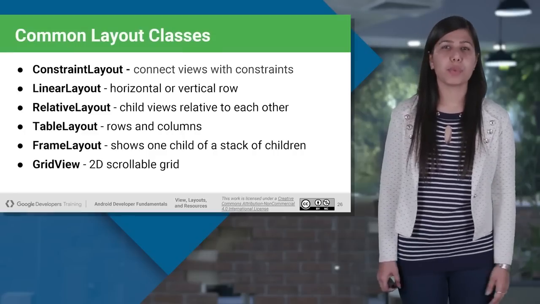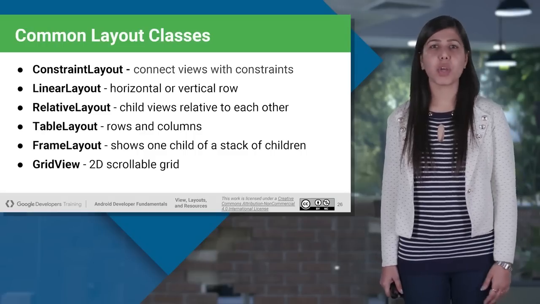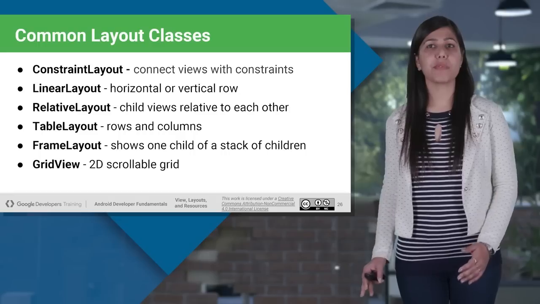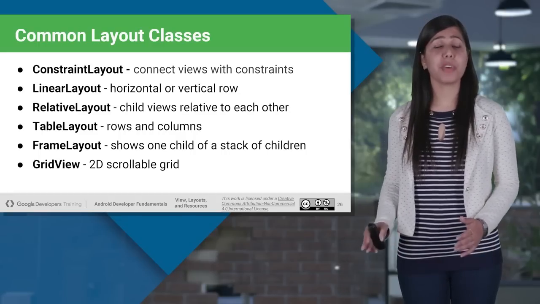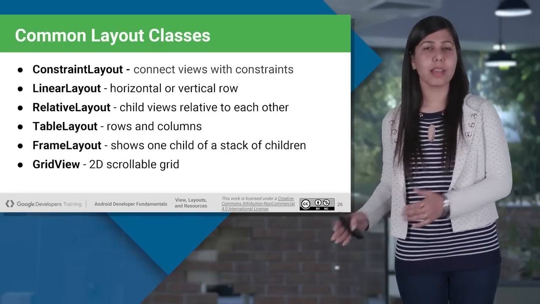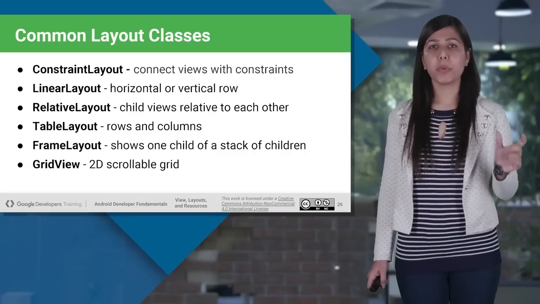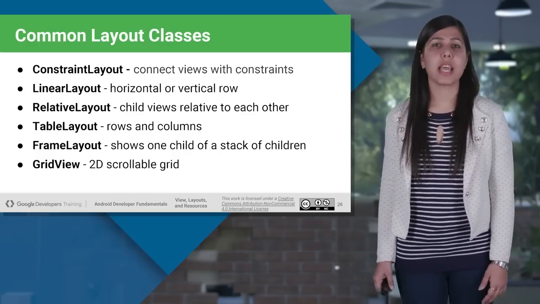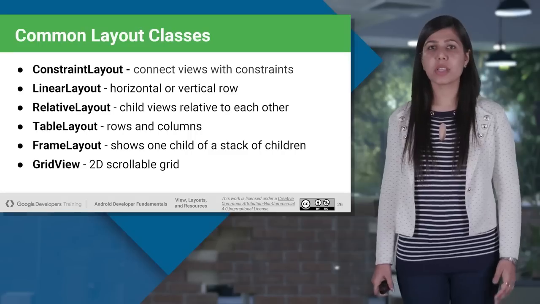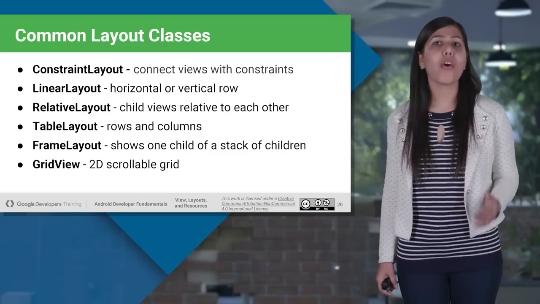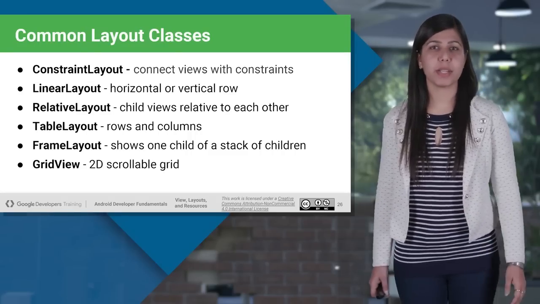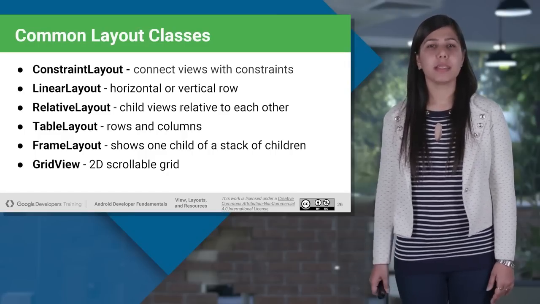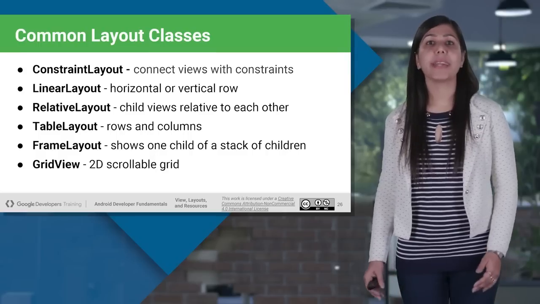Here is a list of common layout classes which we generally use. There's a constraint layout. We put a specific constraint, and that will remain fixed when we are working with multiple devices. That means multiple devices will come along with multiple screen sizes. So here is a constraint layout which puts the constraint on a view and makes it constant throughout the devices. Next, we have linear layout. In a linear layout, we can define the views either vertically or horizontally. Relative layout means the child views are relative to each other. We can place them relatively. Table layout, we can specify in rows and columns.